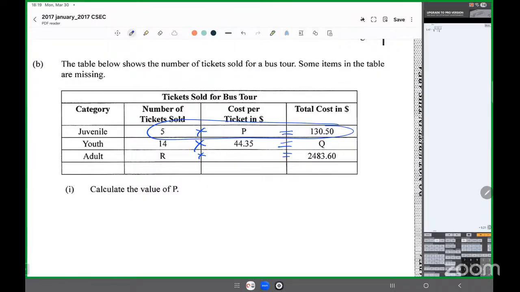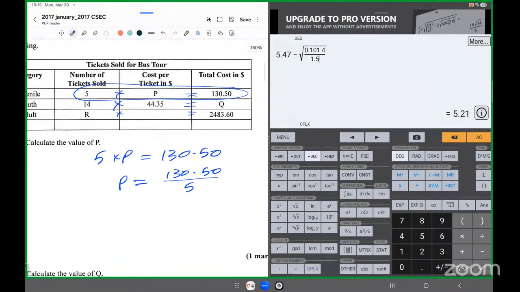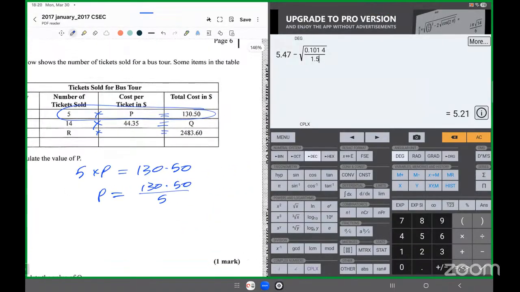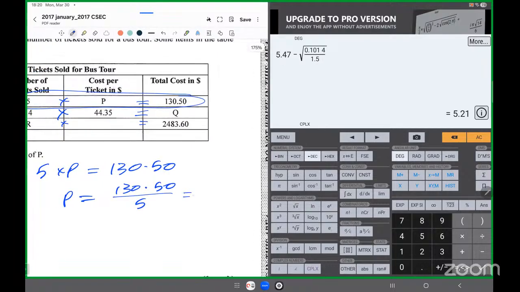5 times P is equal to $130.50. So to find P, divide the 130.50 by the 5, and do that with the calculator. How much? 26.1. I put a dollar sign on it, because it's the cost of 1. You put a dollar sign on it, right? Dollars.